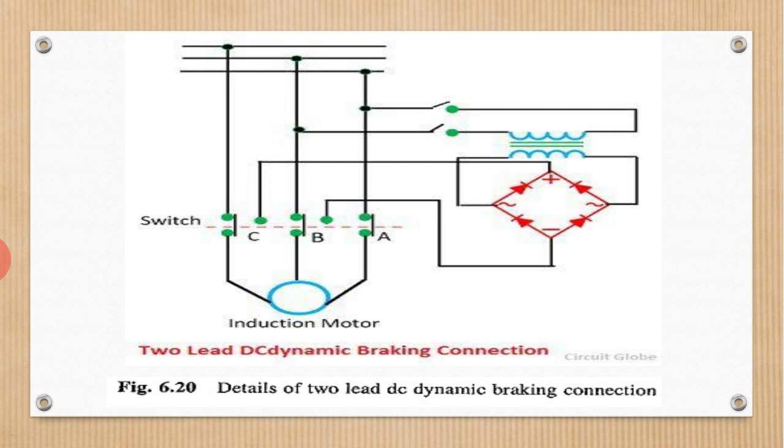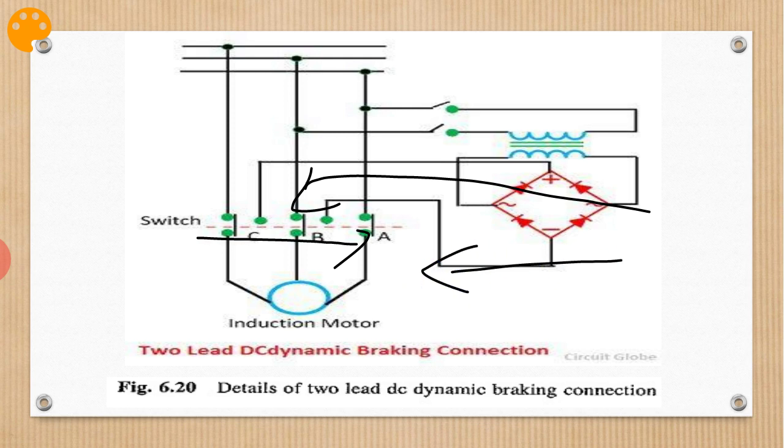Now, the DC current flowing through the stator. What happens is, you disconnect the main supply, and switches are used for that. Now we connect the DC supply. What happens is that the DC current flowing through the stator produces a stationary magnetic field. I repeat, when you supply DC to the stator, it produces a stationary magnetic field.